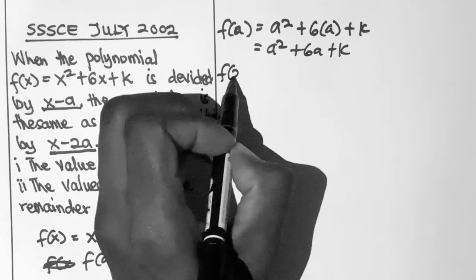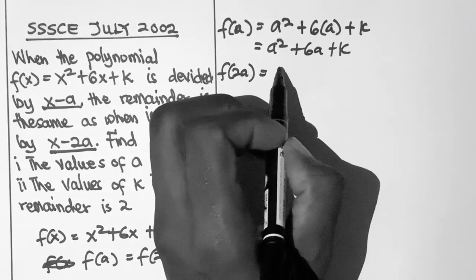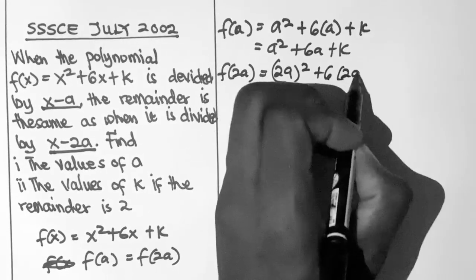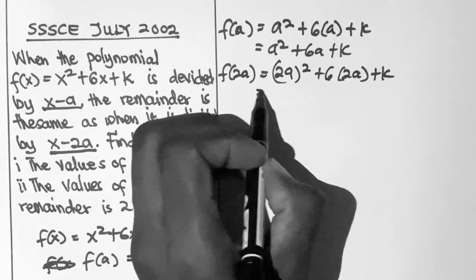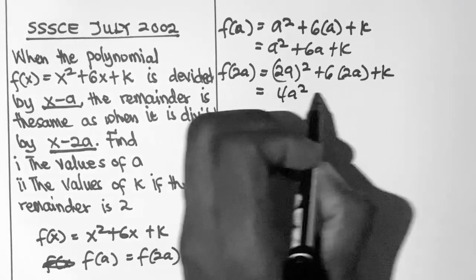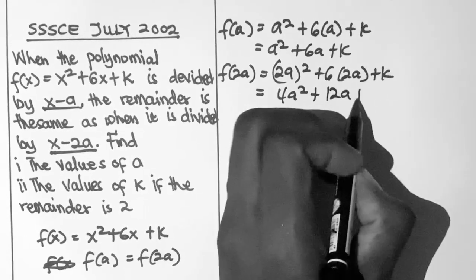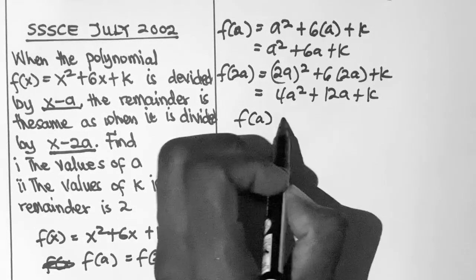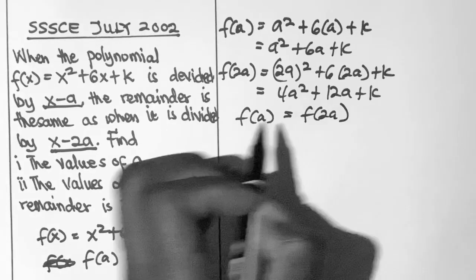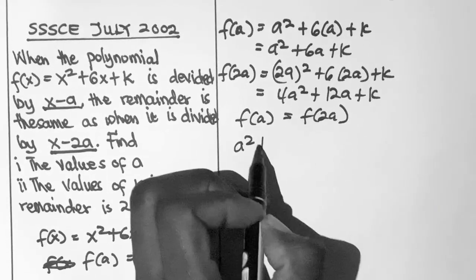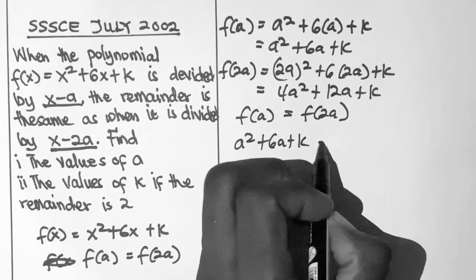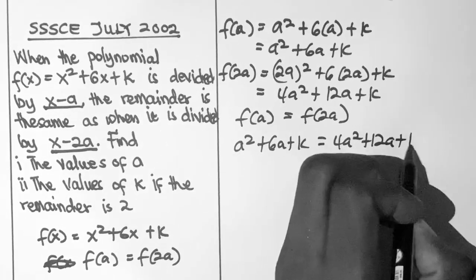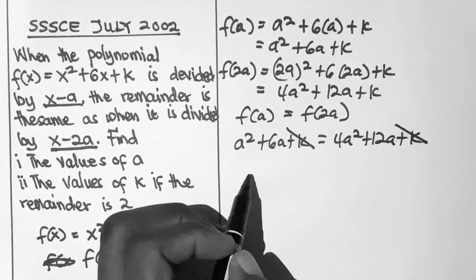And let's find f of 2a. So wherever you see x, put in 2a. So it becomes 2a all squared, then plus 6 times 2a, then plus k. So this is equal to 4a squared plus 6 times 2 is 12, so 12a plus k. But the question says they are equal. So f of a equals f of 2a. So what it means is that a squared plus 6a plus k is equal to 4a squared plus 12a plus k. So k and k can cancel out.